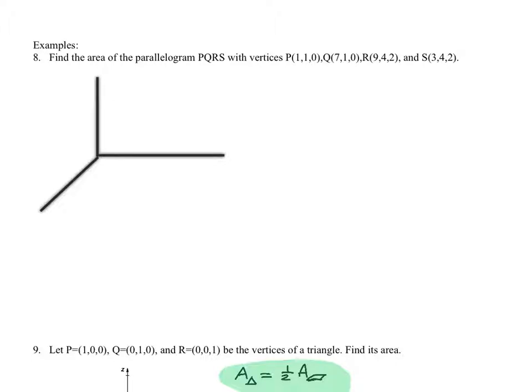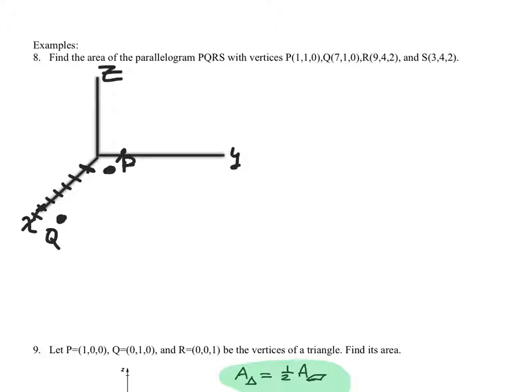So 1, 1, 0, so I'll label it X, Y, Z. 1 in the direction of X, 1 in the direction of Y, no change in Z. So we're talking right about there for that point P. The next one is 7, 1, 0, so 2, 3, 4, 5, 6, 7. 1 in the direction of Y and no change in Z. So we're living in the XY plane, that's point Q.